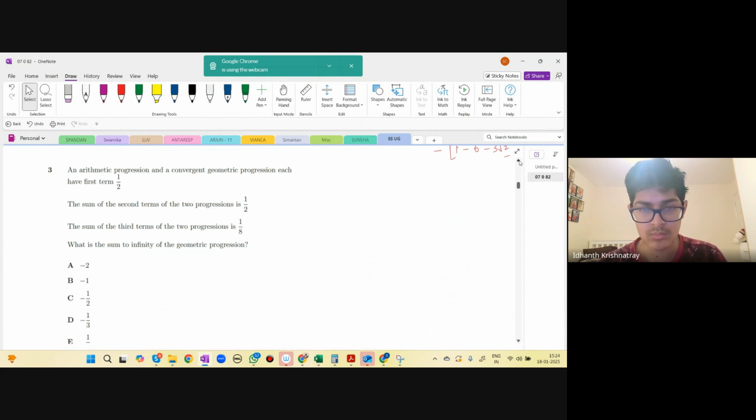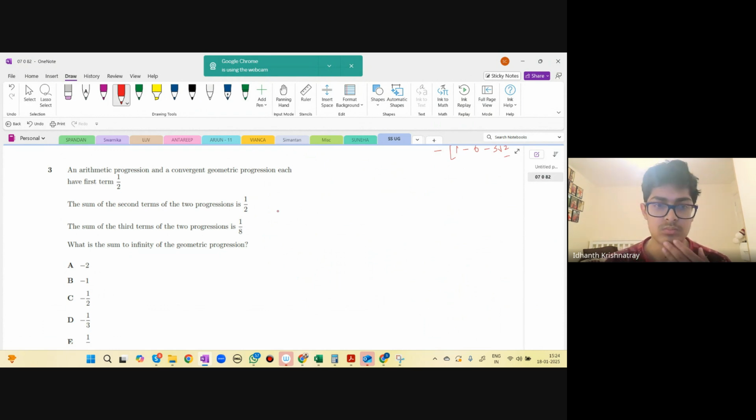An AP and a convergent GP each have the first term 1 by 2. Sum of the second terms of the two progressions is half. Sum of the third terms of the two progressions is 1 by 8. What is the sum to infinity of the GP?